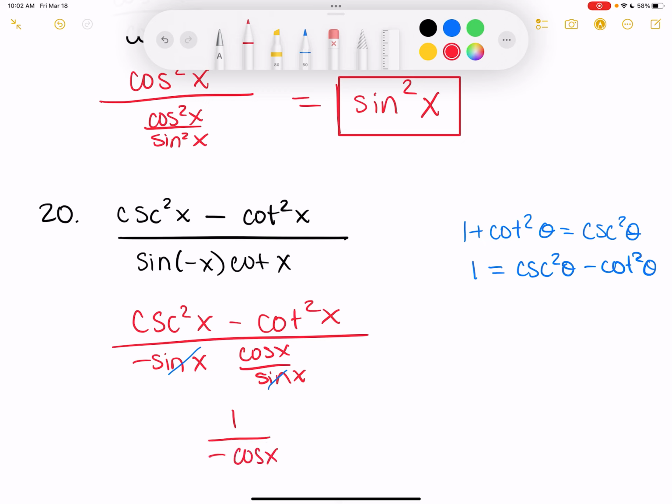Is that as simple as I can go? No. How should I rewrite that then? It might be the reverse of an identity you have written on your paper where something is equal to 1 over cosine. Oh, 1 over cosine is secant. Don't forget the negative sign, so it's minus secant of x.